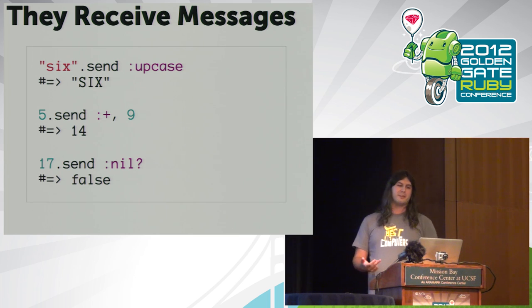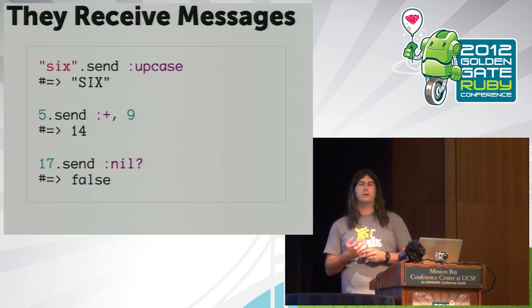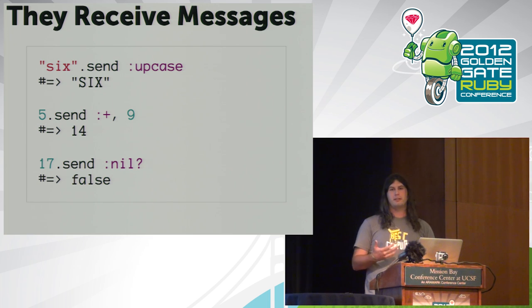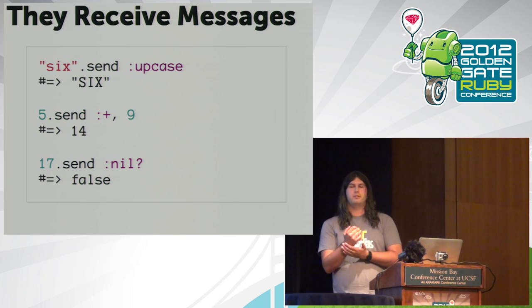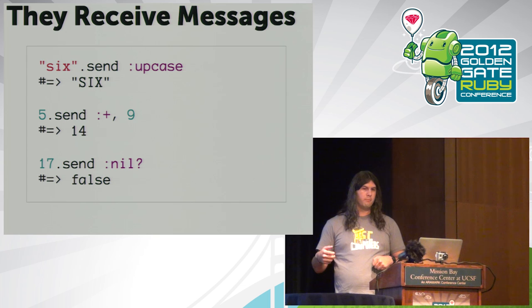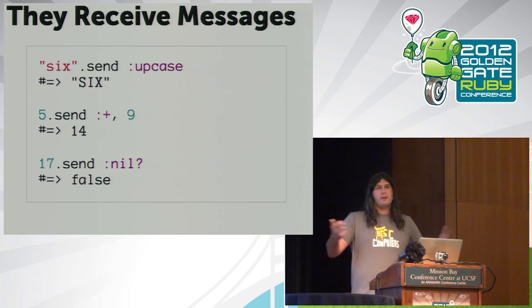Objects receive messages. Something crazy that happens here is they actually use send explicitly. And I do that for a really specific purpose. I've taken out everything that we love about Ruby in order to emphasize what's actually going on behind the scenes. So any method that you send to Ruby is a message sent to an object. And we all know that. That's great.